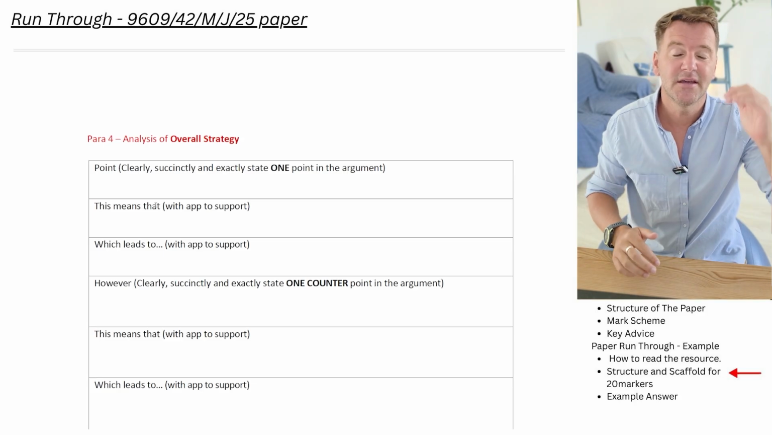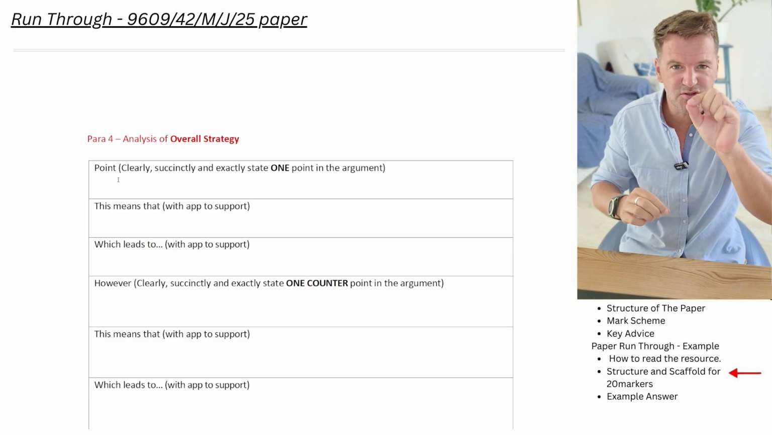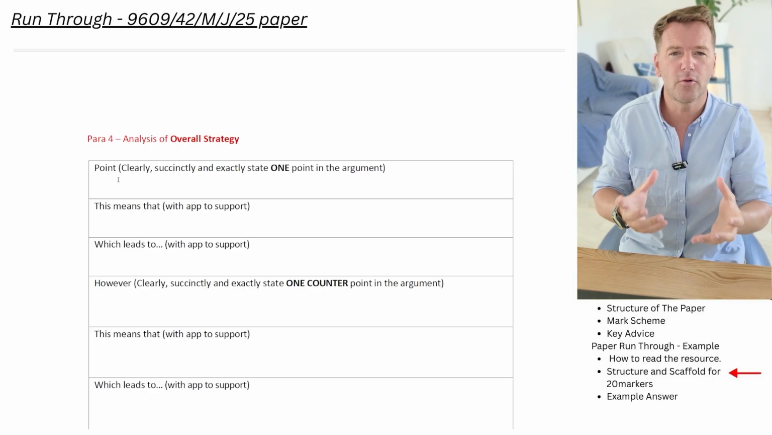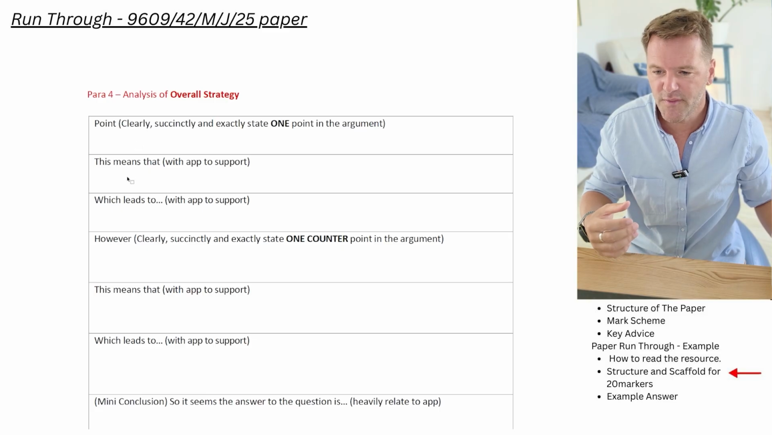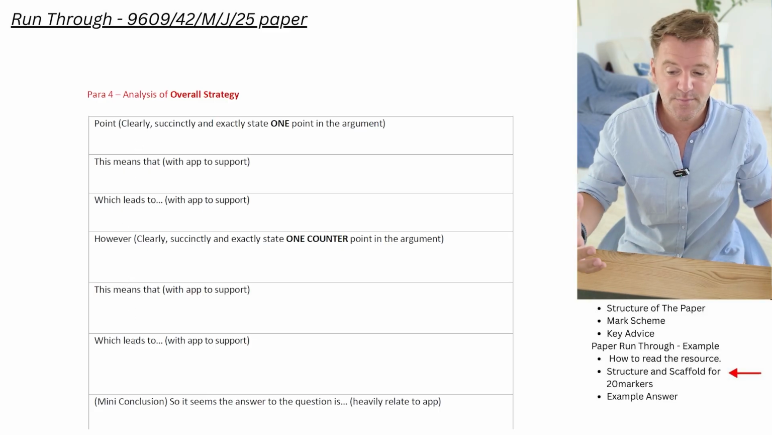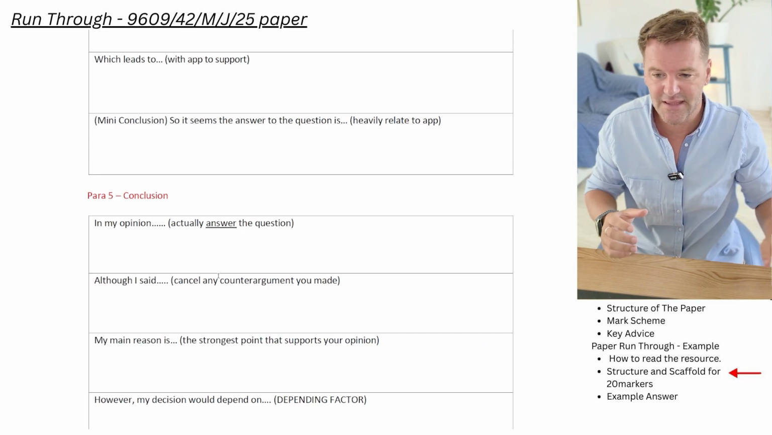This is key to hit the level 3 in the evaluation. So you're looking not just at an individual strategic element, but the overall. What generally were they doing? I'll show it later on with a question. Point, this means that, which leads to. However, this means, which leads to, that same structure. And then the conclusion being absolutely key.